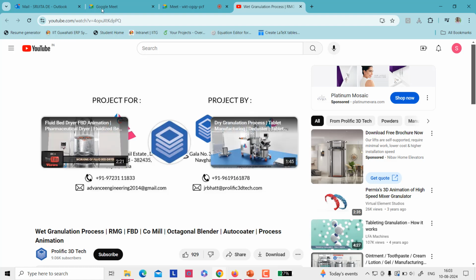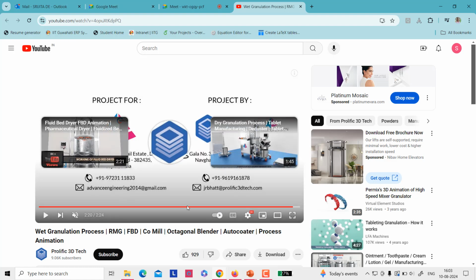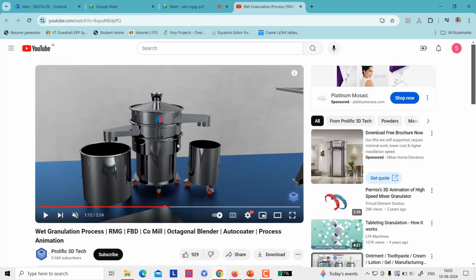So this is the wet granulation process. This is particular for this company, but the general process is also similar, and people are using it with some modification.